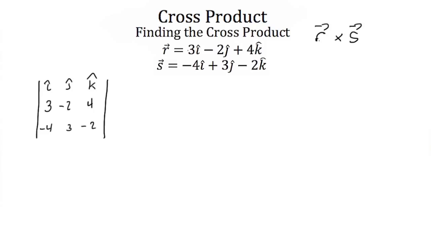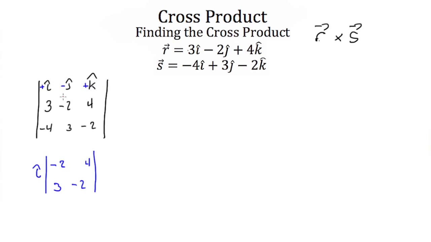Now you can use either method. I'm going to use method 1. I make this a positive i, a minus j, and a positive k. Then I ignore everything below and to the right of the i. I take this positive i hat and I multiply it by my 2 by 2 matrix that's left, so negative 2, 4, 3, and negative 2.